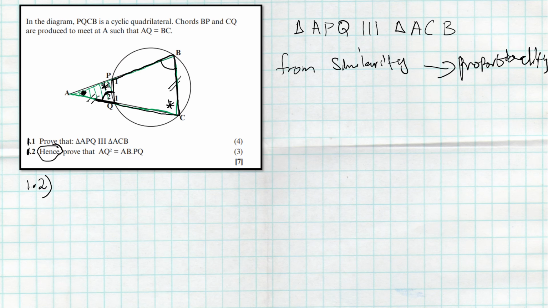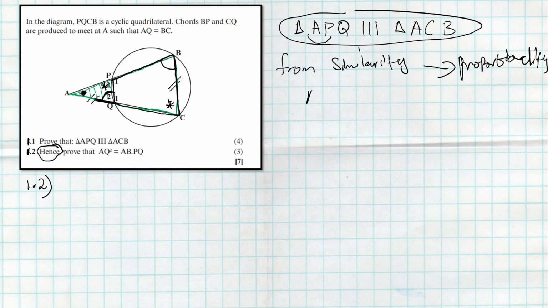So from similarity, we move to proportionality. If things are similar, then their sides are in the same proportion. How do we move from similarity to proportion? We have this statement: these two triangles are similar. We can move to proportionality. How do we do it?